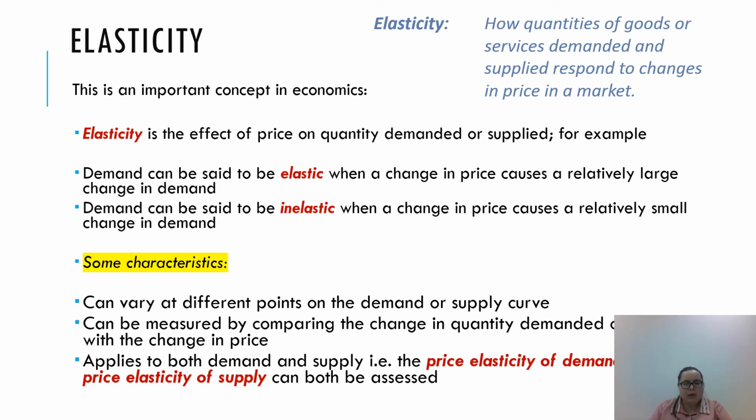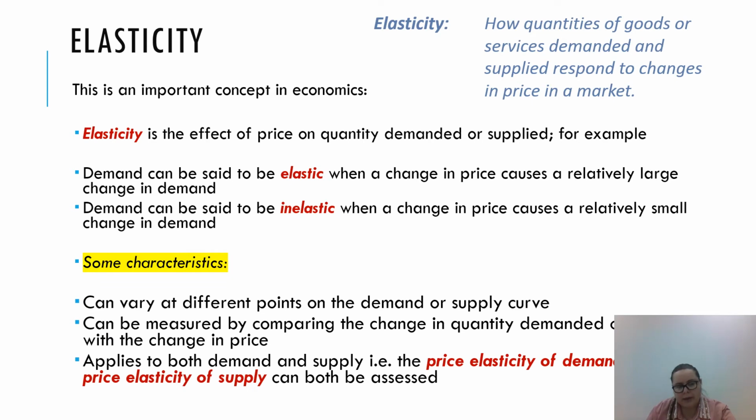For example, demand can be said to be elastic when a change in price causes a relatively large change in demand. Demand can be said to be inelastic when a change in price causes a relatively small change in demand. Some of the characteristics here are that it can vary at different points on the demand or supply curve, and it can be measured by comparing the change in quantity demanded or supplied with the change of price. It applies both to demand and supply, so we can speak about the price elasticity of demand or price elasticity of supply.